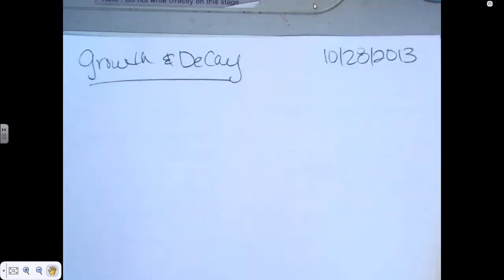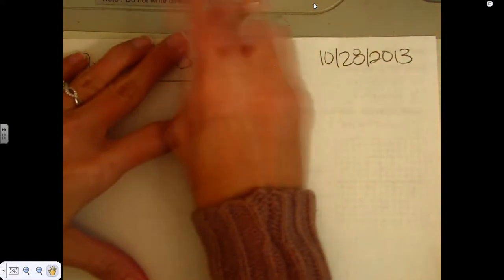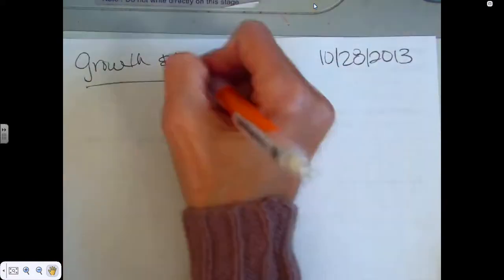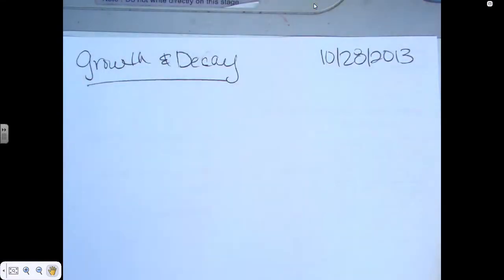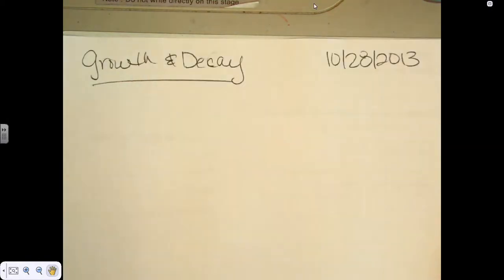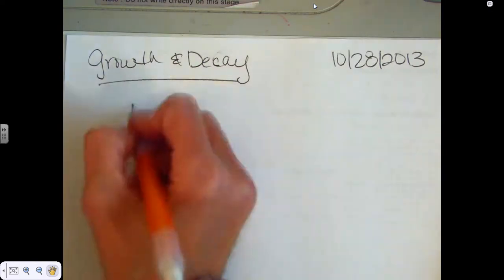Okay, we're going to talk about growth and decay. And that shouldn't be capitalized. Okay, growth and decay. Now, we've already looked at graphs, and we've labeled them as either a growth or a decay. But now we're going to talk about them a little bit more.